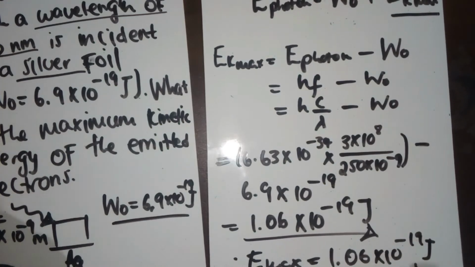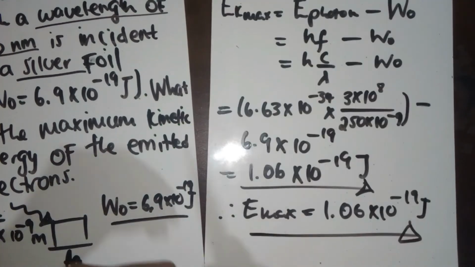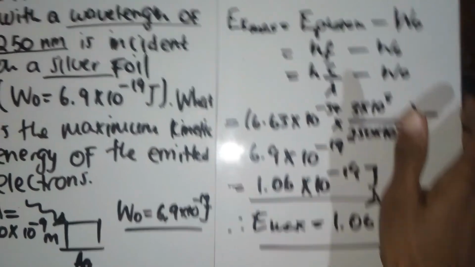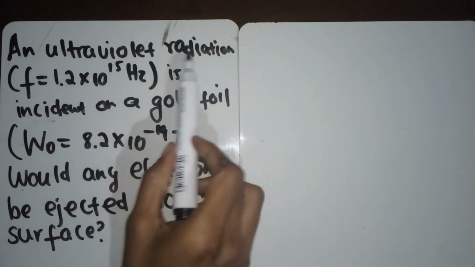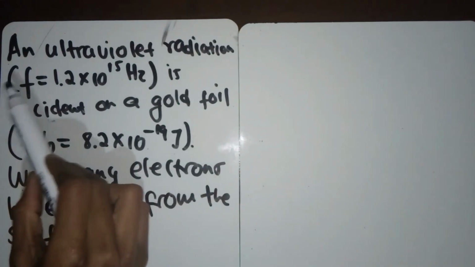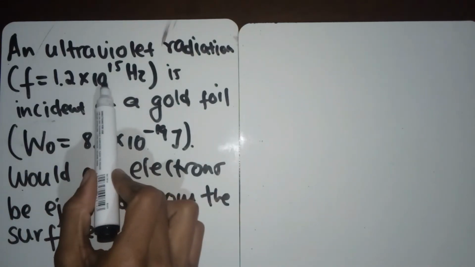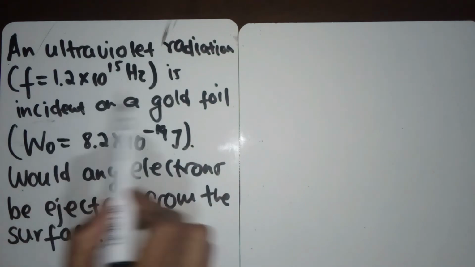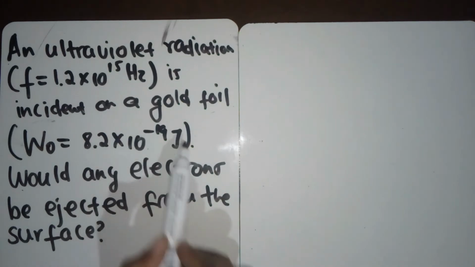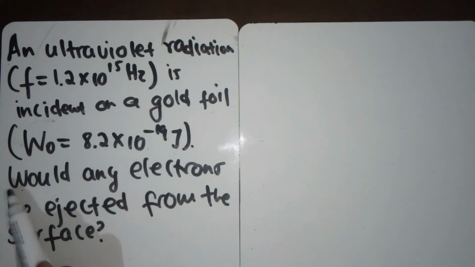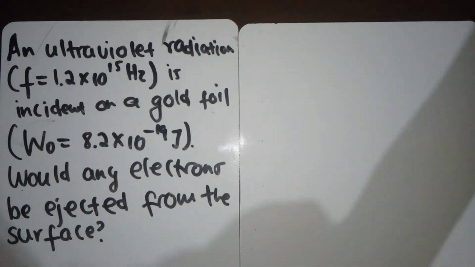All right, so that was also a straightforward question. Let us try to take another calculation very quickly. Okay, so this is the question. It says that an ultraviolet radiation with a frequency of 1.2 multiplied by 10 to the 15 hertz is incident on a gold foil with a work function of 8.2 multiplied by 10 to the power of minus 19 joules. And then our question is quite simple. It says, would any electrons be ejected from the surface of that gold foil?